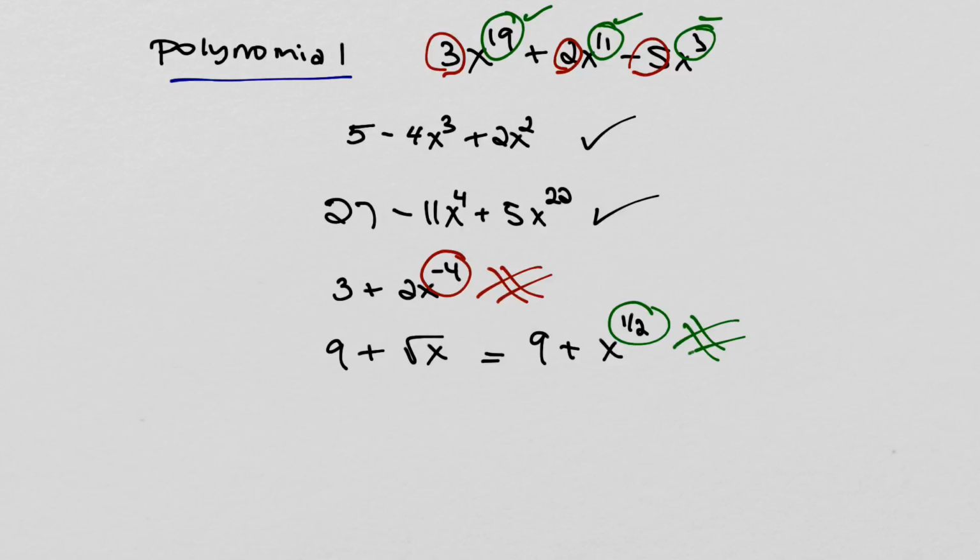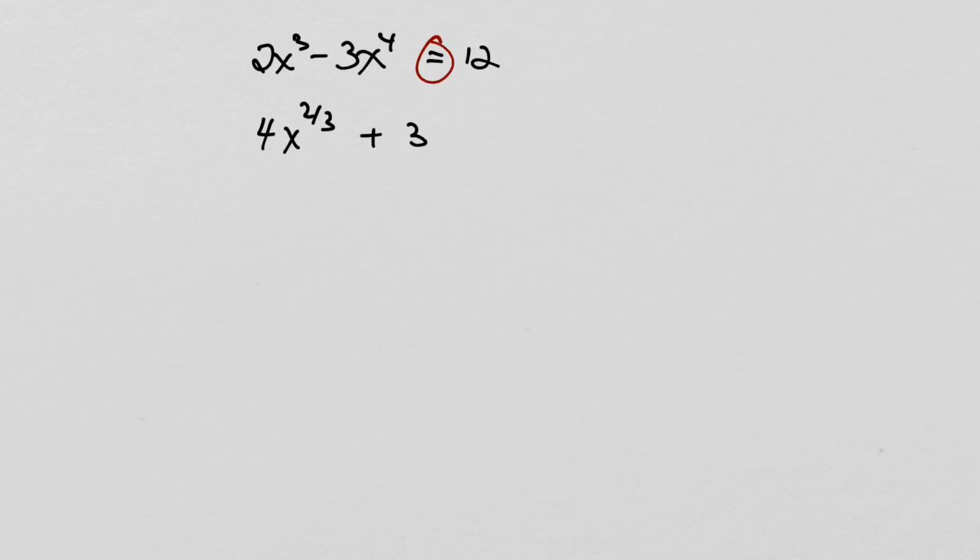Now, where that can lead us next is the idea of what happens when we have one of these statements and we want to call it an equation. Well, all an equation is, is a statement that has an equal sign in it. So, for instance, 2x to the 3rd minus 3x to the 4th equals 12. That's an equation because of the equal sign in there. Or maybe 4x to the 2/3 plus 3x to the minus 2 equals 96. That is an equation because of the equal sign, but it's no longer a polynomial because of those strange exponents that we have up there.